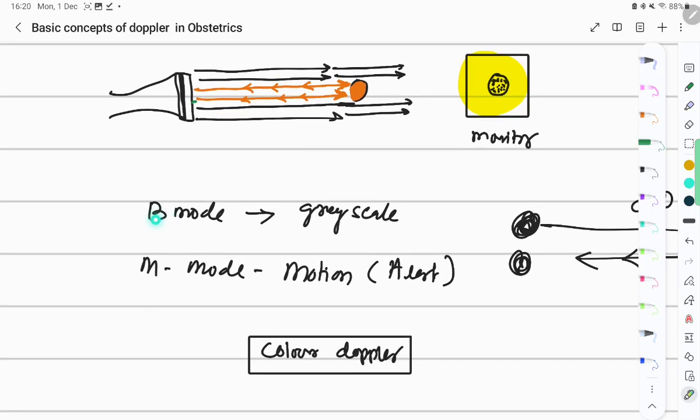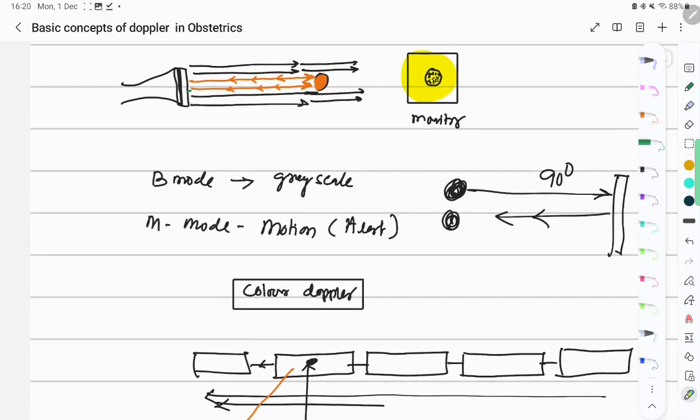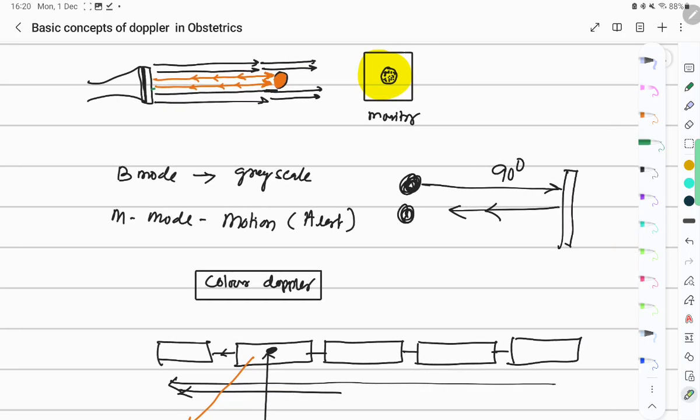In B mode we get a grayscale, and M mode means motion, which is mainly used for fetal heart rate monitoring and fetal echo. And there is another concept called color Doppler. So for example, what is B mode?